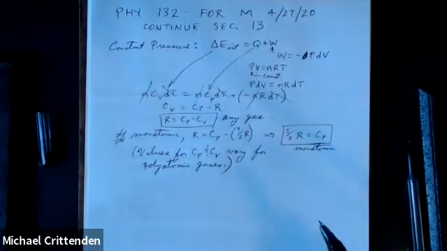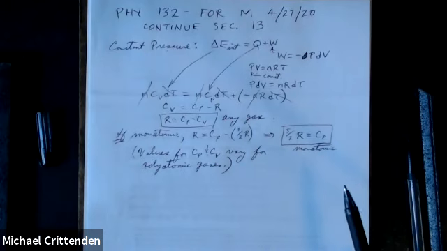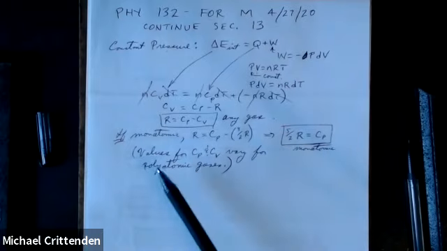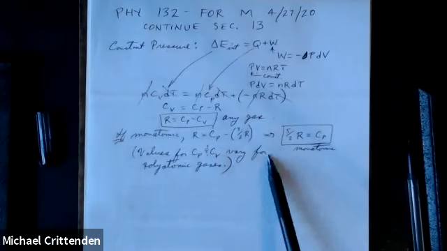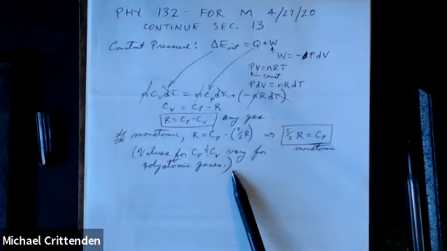I want to emphasize that this 3/2 R for CV and 5/2 R for CP is for monatomic gases. The values for CP and CV vary for polyatomic gases.